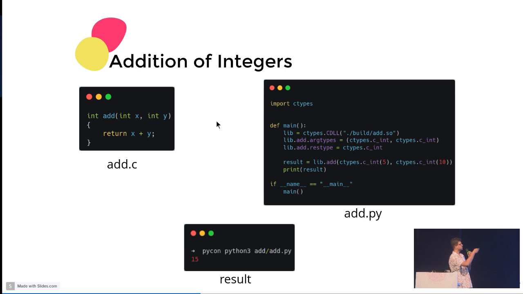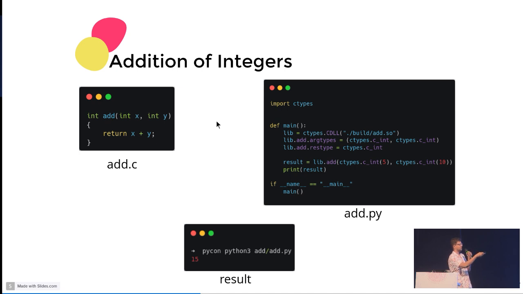This is how we're going to do it. In add.c, you define that function and compile it as a shared library, and in add.py, using ctypes, you load that library and define the schema. Schema as in the function schema that you have created in the .c file, which is nothing but the argument types and the return type.